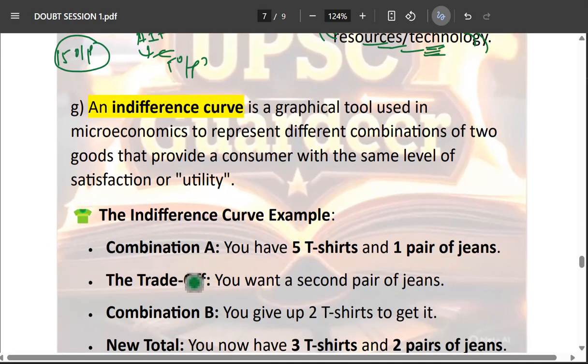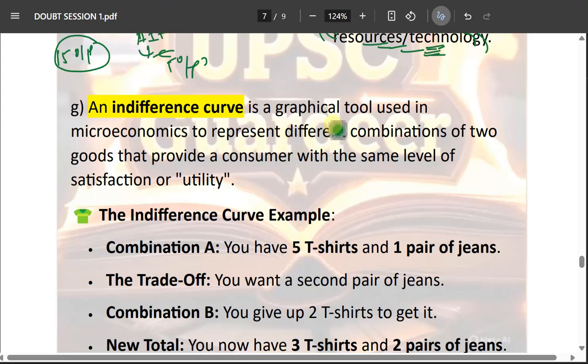Clear? So next, coming to the indifference curve. What is an indifference curve? An indifference curve is a graphical tool used in microeconomics to represent different combinations of two goods that provide a consumer with the same level of satisfaction or utility. Just take a pause and read it once again. Okay, so you have read it.